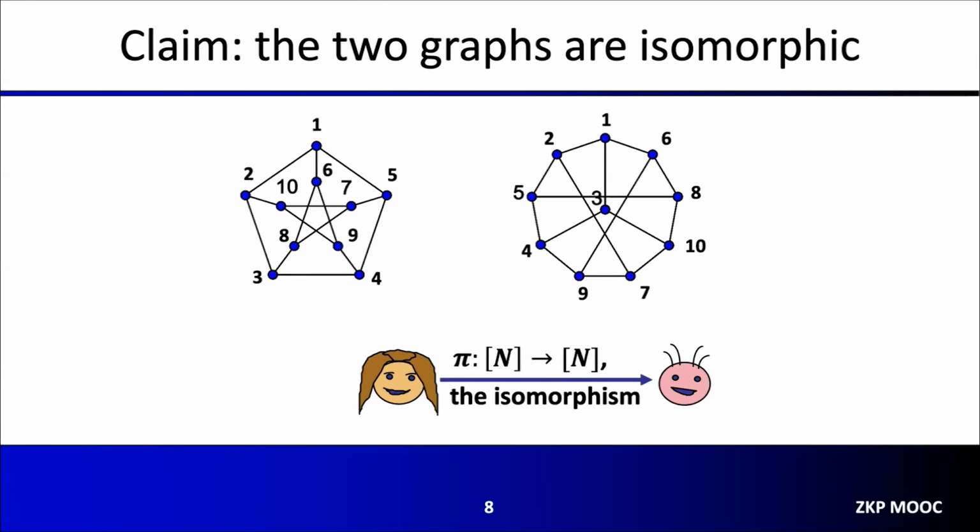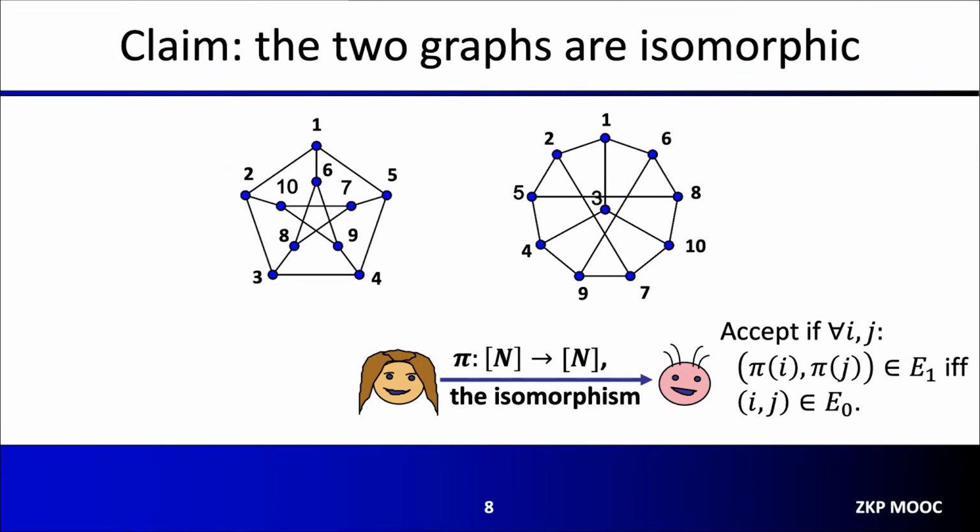pi, from numbers 1 up to 10 on the left to numbers 1 up to 10 on the right, such that it will be the case that if you map a vertex on the left with the isomorphism to a vertex on the right, let's think of it as 1, and similarly the 2 on the left to the 2 on the right, if there's an edge between the 1 and 2 on the left, there's also going to be an edge between the vertices that these two are mapped to on the right. And that's true for every pair of vertices. That means that these two graphs are isomorphic to each other and that pi is an isomorphism.